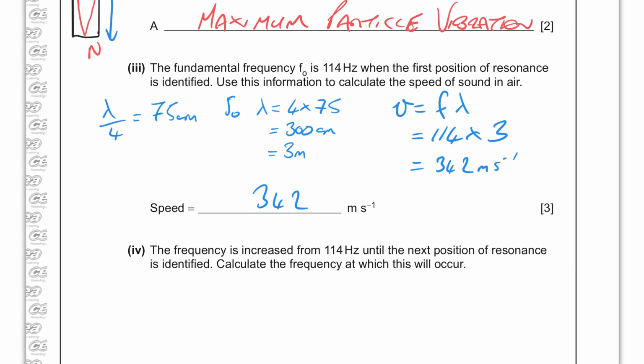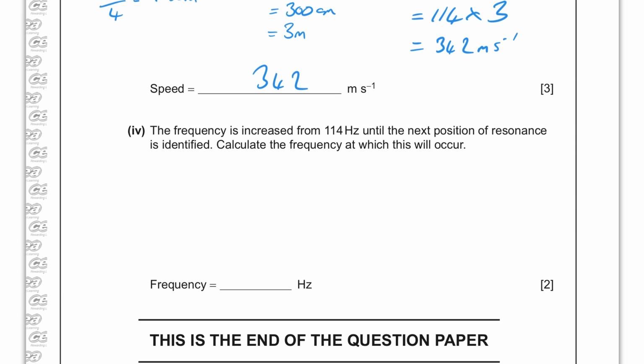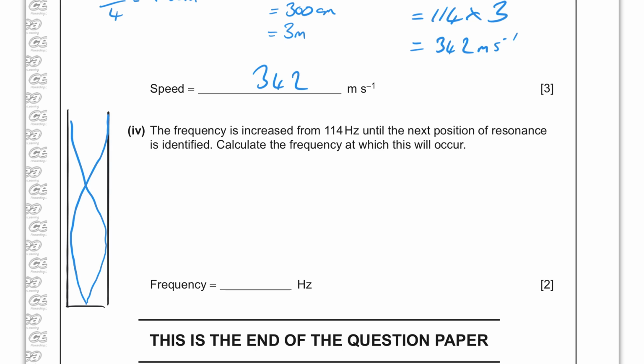Okay, so part 4 then. The frequency is increased from F0 until the next position of resonance is identified. Calculate the frequency at which this will occur. So if we think about our tube, we need to get a node at the bottom and an antinode at the top. So the next way of doing that is for the wave to cross over. Let me see if I can show you that. So we start in the middle, we go all the way out and back to here. Start in the middle, we go all the way out and back to there. Go all the way out and back to there.